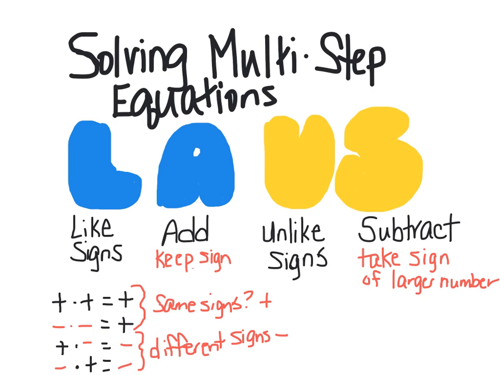So you want to remember that we have these rules for addition. If you have like signs, you're going to add and keep the sign. If you have unlike signs, you'll subtract and take the sign of the higher number. And then for multiplication and division, if your signs are the same, your answer is going to be positive. If your signs are different, then your answer is going to be negative. Okay, and then we'll do several examples.